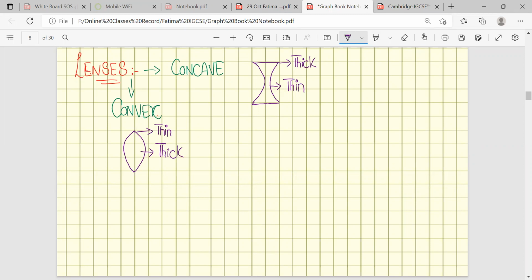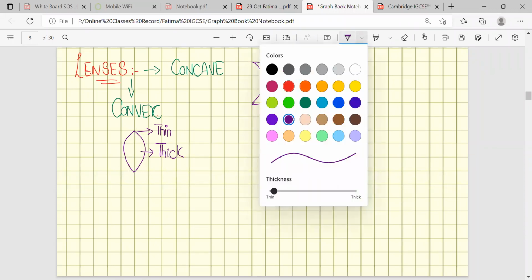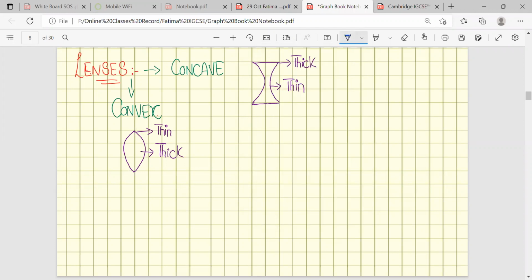So this is the basic difference between these lenses. And further, if we discuss the properties of rays when light rays pass through these lenses, concave lenses will diverge light rays, right? Diverge light rays. So that's why these types of lenses are known as diverging lenses.